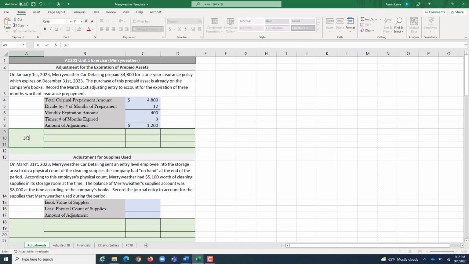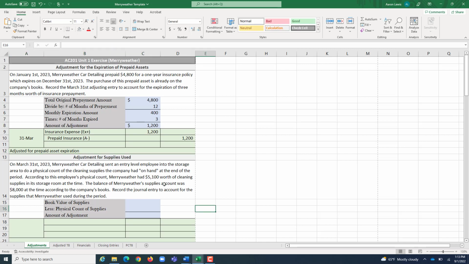So on March 31st in our journal entry, we are going to record a debit to insurance expense. This account is being debited because insurance expense, like all expense accounts, goes up on the debit side for the $1,200. And we are going to decrease our prepaid insurance account by that same $1,200 in this journal entry where we adjusted for prepaid asset expiration.